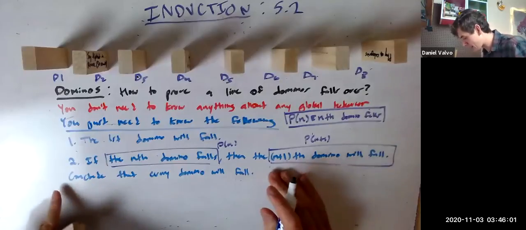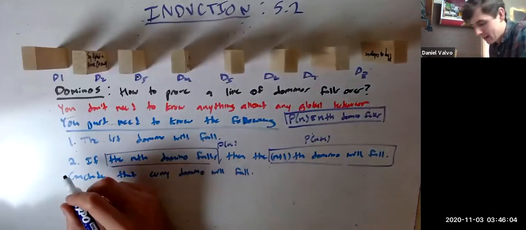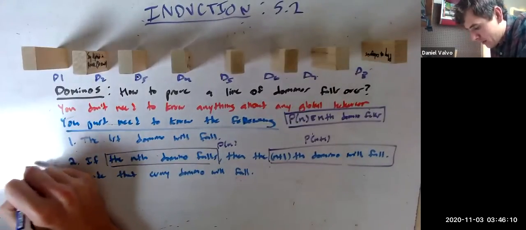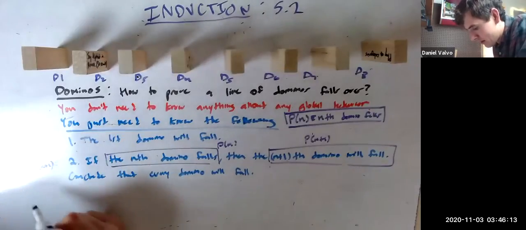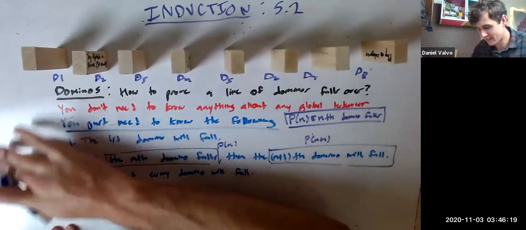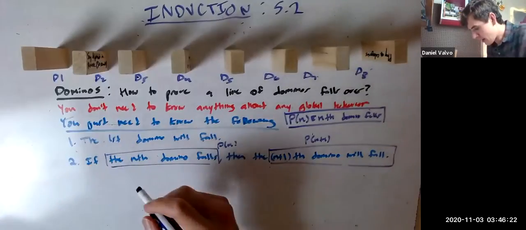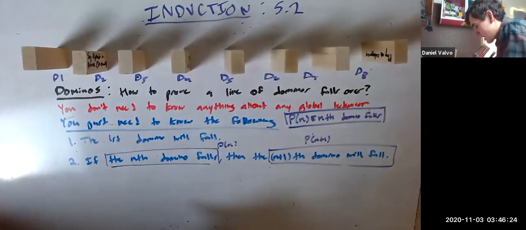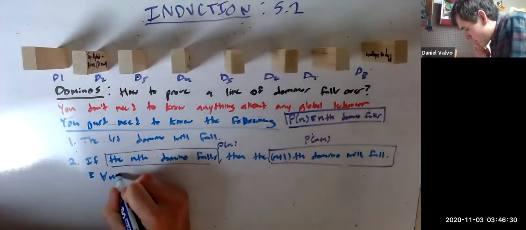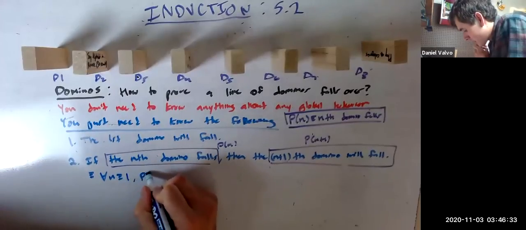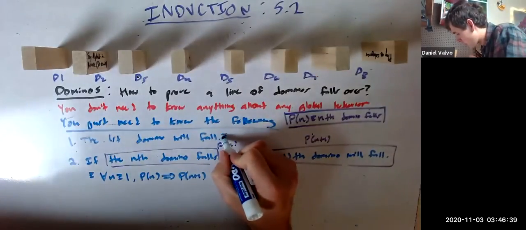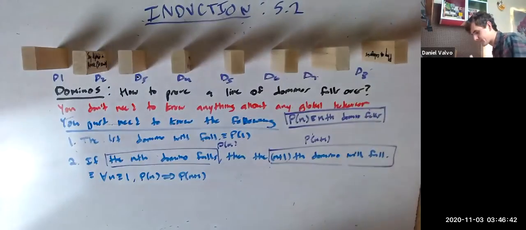So the point is we can rewrite number 2 here. This is the same thing as saying P of n implies P of n plus 1. Oh, you guys can see that. That's in the weird glare spot. This right here, the blue, we could rewrite as: for all n greater than or equal to 1, P of n implies P of n plus 1, and the first domino falls, that's the same thing as P of 1.